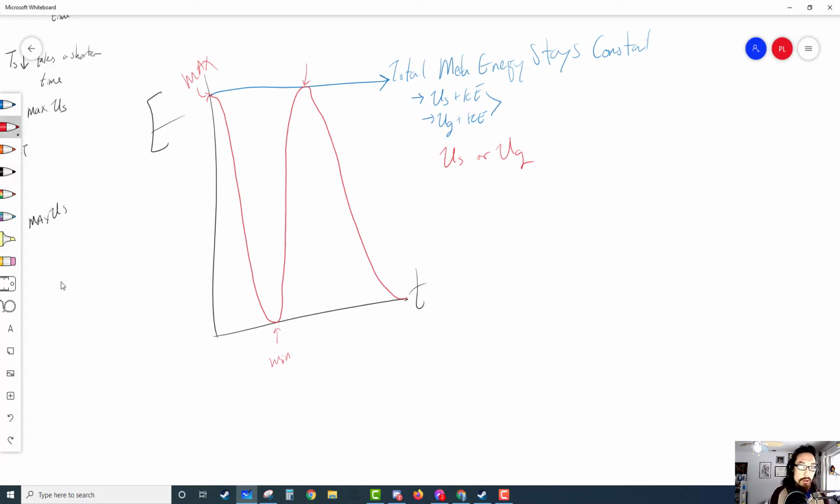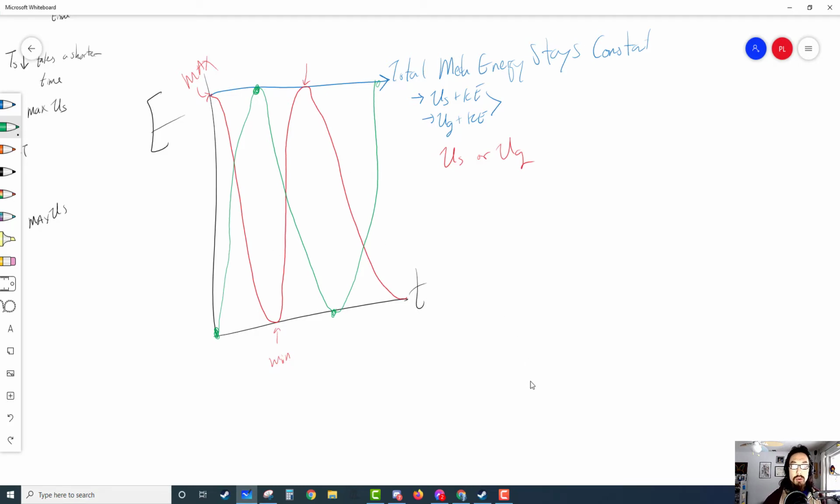All right, and I'll draw that in here. When you have maximum potential, you have no kinetic. So down here, when you have minimum potential, you have maximum kinetic. And up there, it just bounces back and forth. Well, that's pretty ugly, but you get the gist.